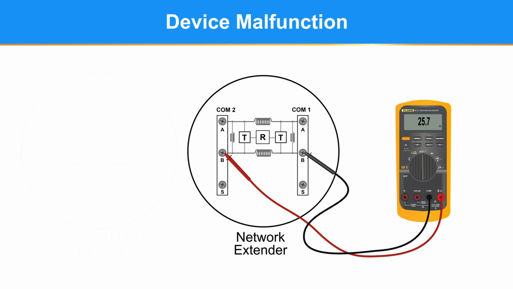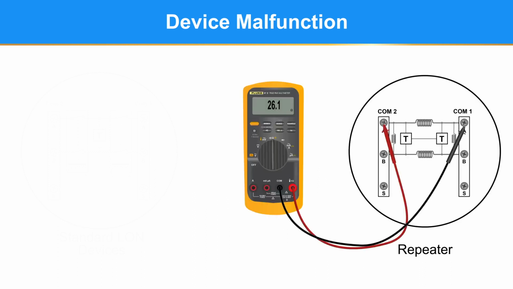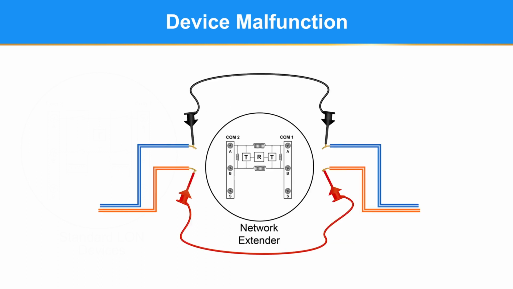That's good. And if that is okay, try jumping the LON network around the devices. Disconnect the device completely from the network and then jump A to A and B to B.